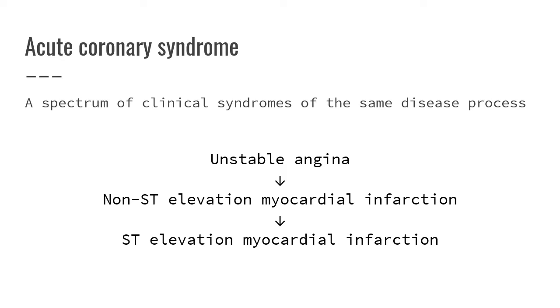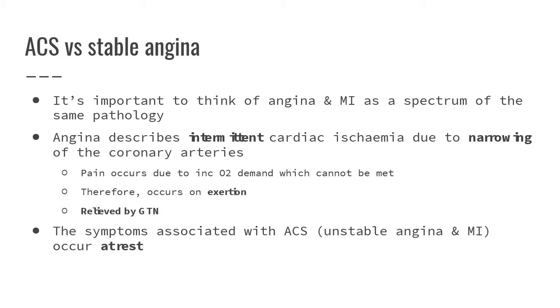So ACS is a spectrum of clinical syndromes of the same disease process, and they consist of unstable angina, non-ST elevation MI, and ST elevation MI. So it's important to think of stable angina and MI as a spectrum of the same pathology. Angina describes intermittent cardiac ischemia due to narrowing of the coronary arteries, and therefore the pain arises due to increased oxygen demand which cannot be met due to the narrowing. Typically, therefore, it occurs on exertion, so typically physical exercise, but also emotional stress and strain, and it's relieved by rest and by GTN spray.